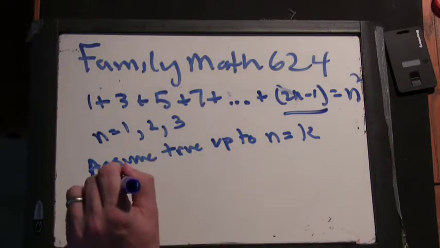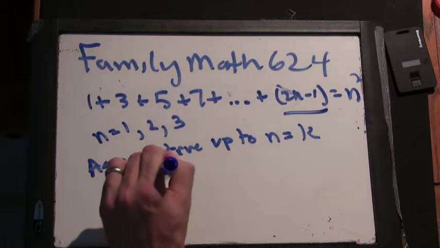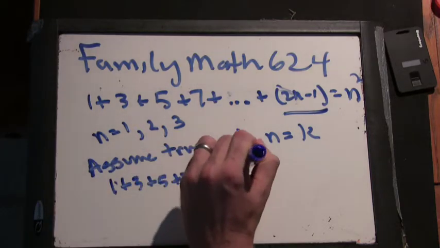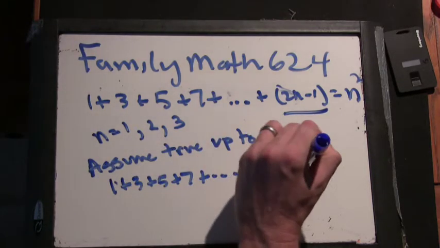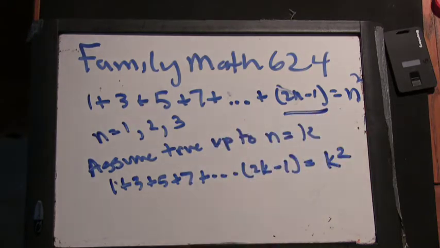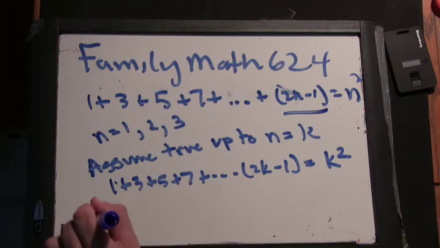Yeah, so if it's true up to k, this means 1 plus 3 plus 5 plus 7 plus ... 2k minus 1 equals k squared. So basically it's just replace n with k. Yeah, so what we want to show now is that it's true for k plus 1.